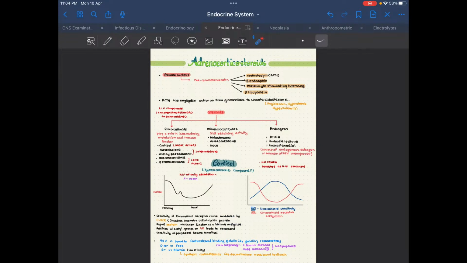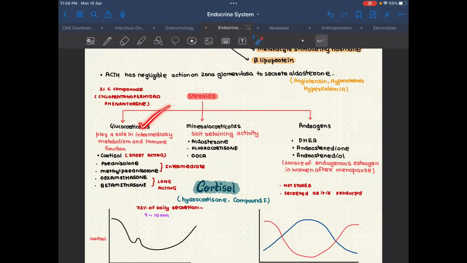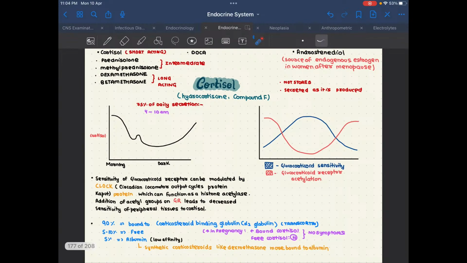So adrenocorticosteroids. What do we have? We have glucocorticoids, for example. We have mineralocorticoids, and we have androgens, as you have already seen. Now we're going to only discuss cortisol. Cortisol, just remember one thing: it's also known as hydrocortisone. That is the thing that is available. Hydrocortisone gets converted to cortisol, just telling you that. Also known as compound F, pharmacologically speaking.